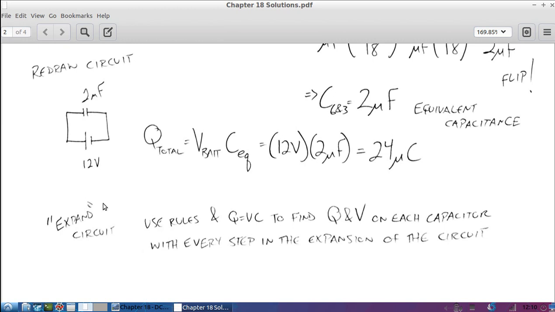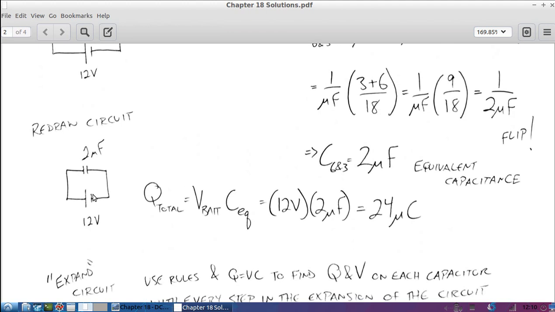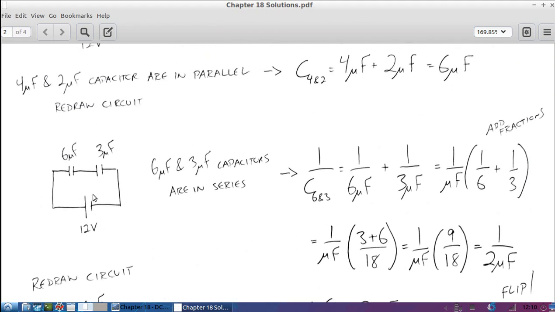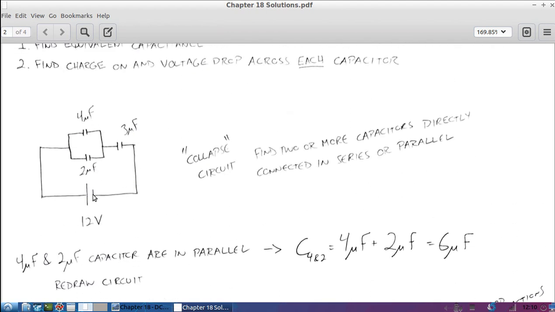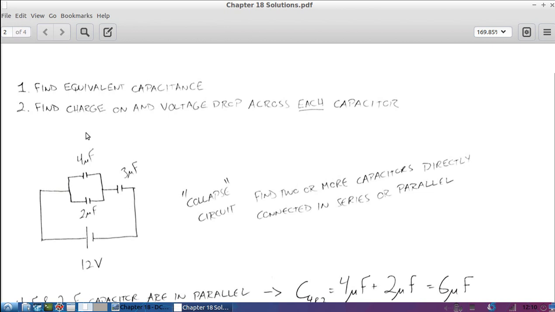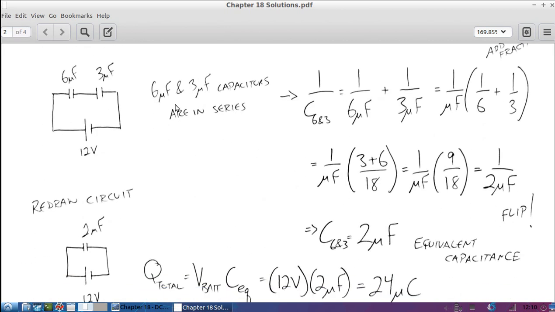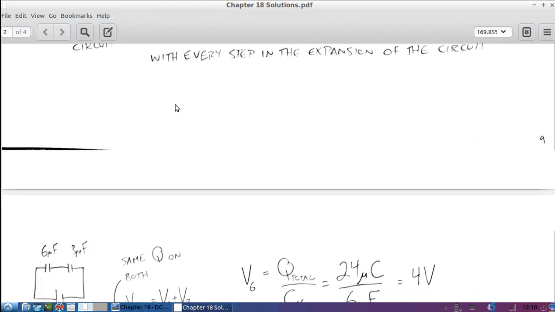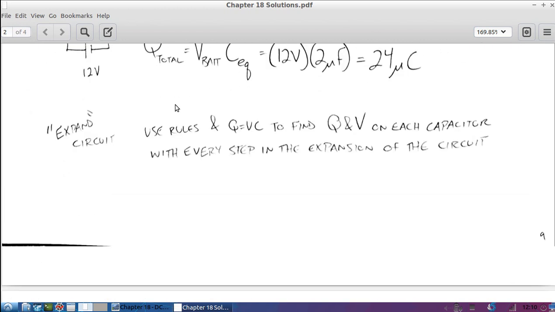Now I'm going to go backwards. I'm going to expand the circuit, and every step of my expansion I'm going to use my rules, and I'm going to find Q and V for each capacitor. So let's expand. I like to redraw them again.